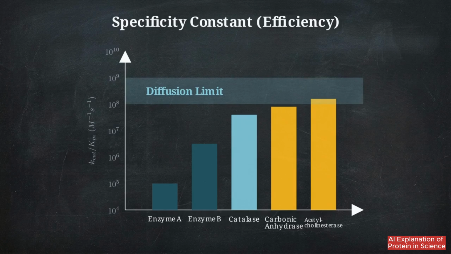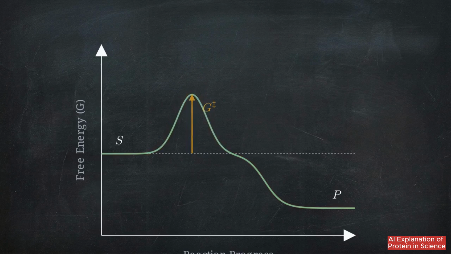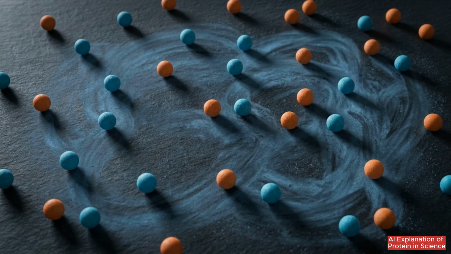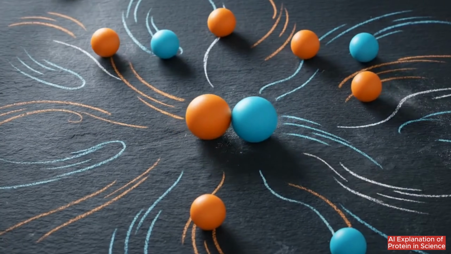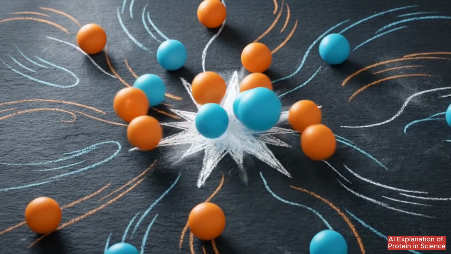Acetylcholinesterase and carbonic anhydrase achieve staggering specificity constants in the range of 10 to the 8th to 10 to the 9th. Here is what those massive kinetic numbers represent on our original reaction coordinate diagram. In these enzymes, the binding energy has flattened the chemical activation barrier to 0. When the chemical barrier is negated, the only remaining speed limit is the rate at which molecules physically bump into each other in an aqueous environment. This is the diffusion-controlled limit.